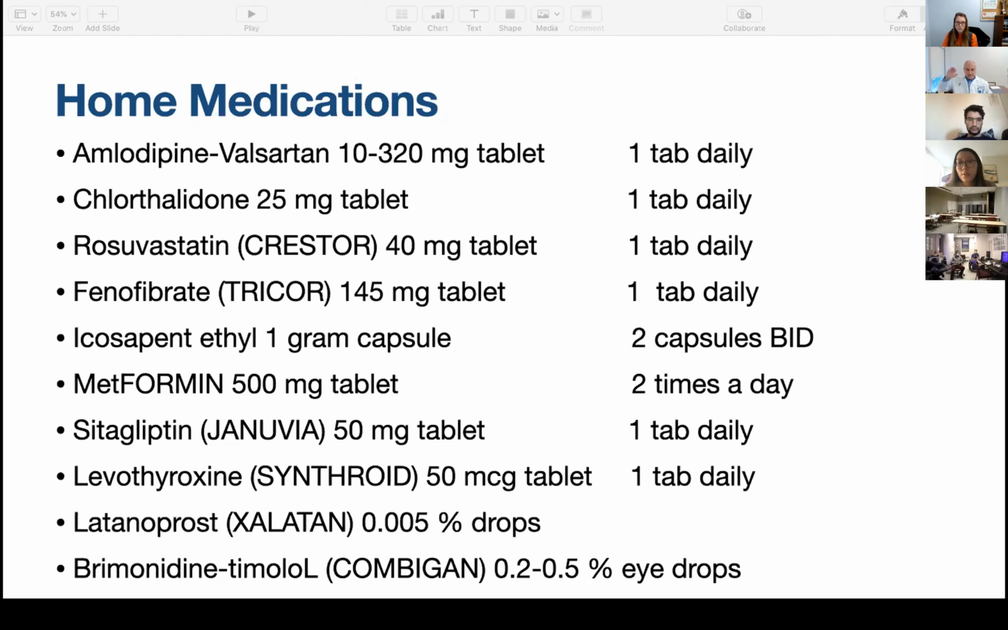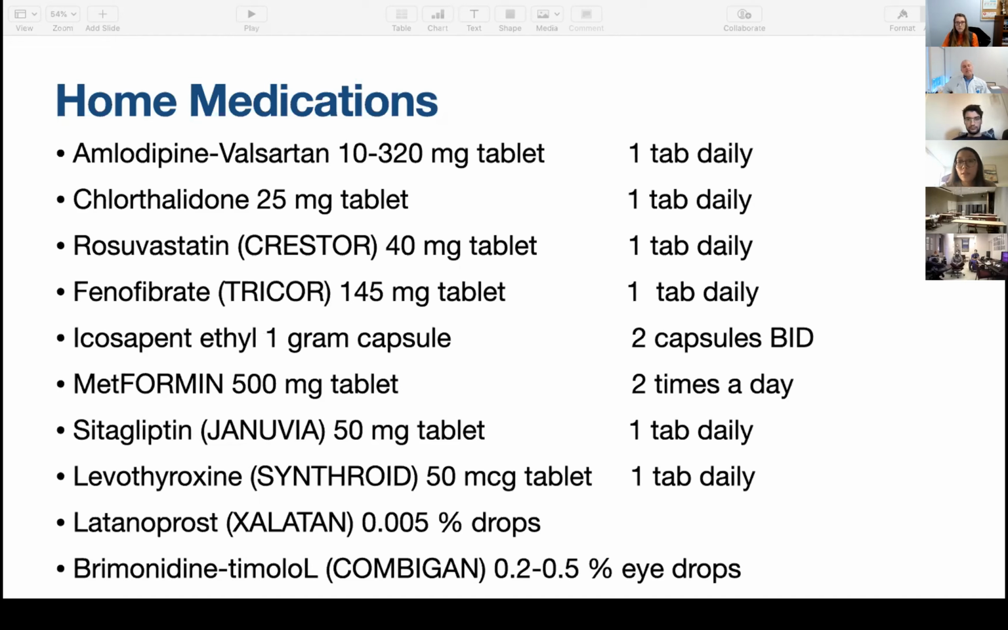We don't think there was a history of CAD. From his primary care physician, there was no information for that. Okay. And then Sammy is asking, any cough, shortness of breath, or infectious signs? We did not. We can go over his review of systems.